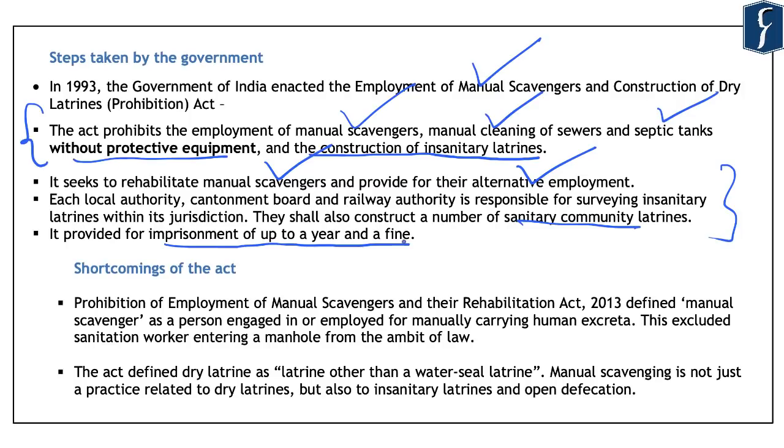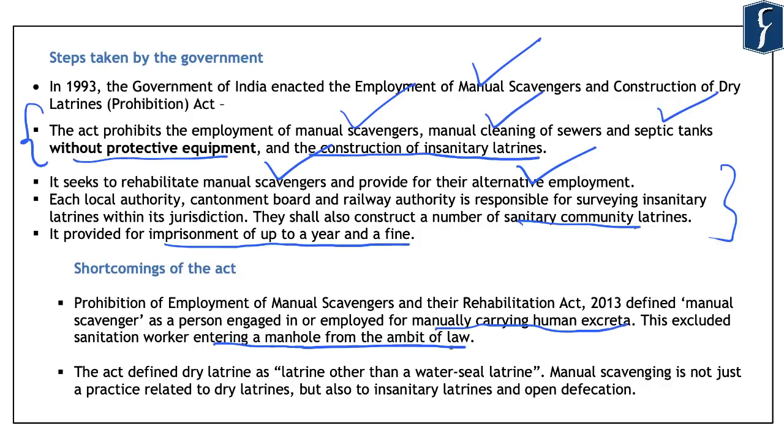However, despite making some serious efforts for removing the menace or the inhuman practice of manual scavenging, there are certain shortcomings in this act. And this act defines a manual scavenger as a person who is engaged in or employed for manually carrying the human excreta. And this excludes a sanitation worker who is entering a manhole from the ambit of this law. So basically, it only addresses one issue that is related to manual scavenging. However, it does not include the sanitation workers who are entering the manholes for cleaning, etc.